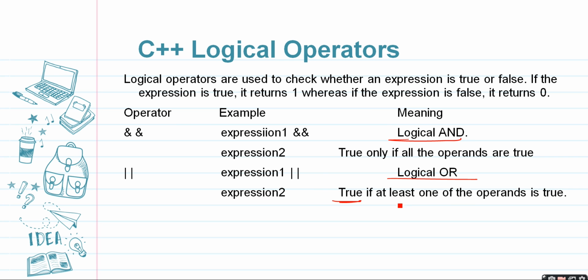So OR is true if at least one of the operands is true. If any one of the expressions is true, then it is going to be true.